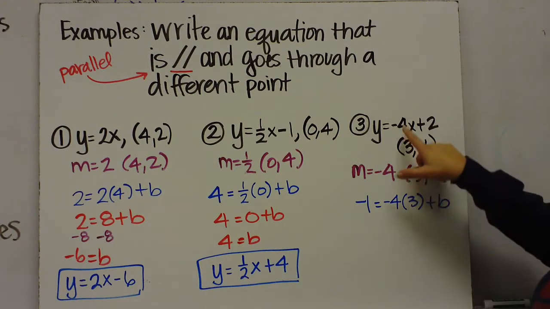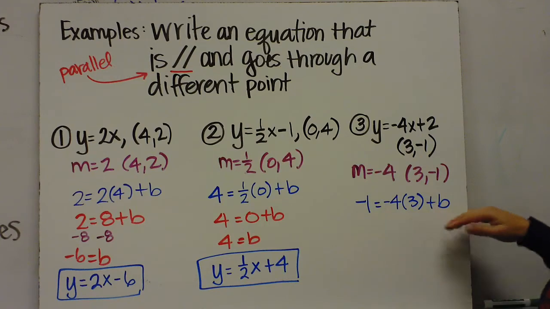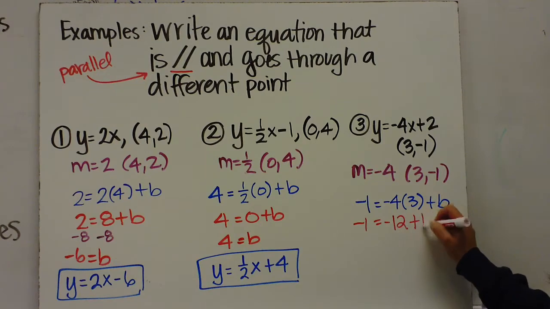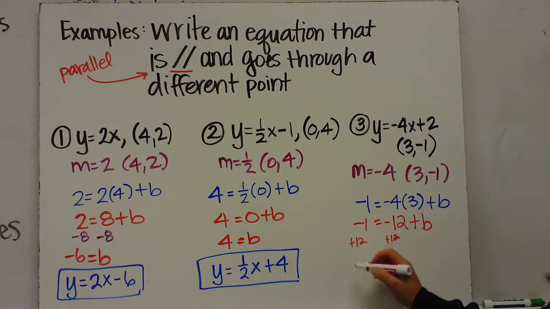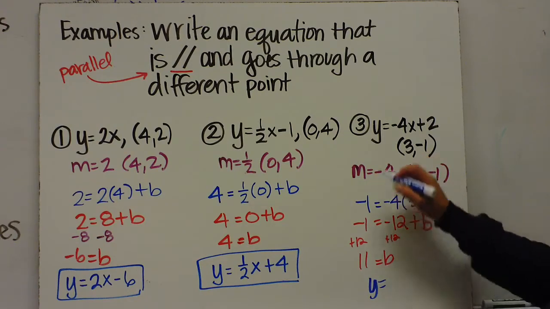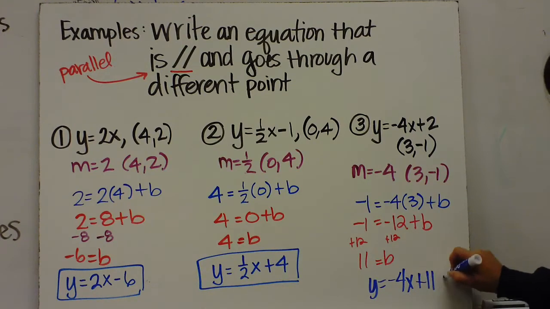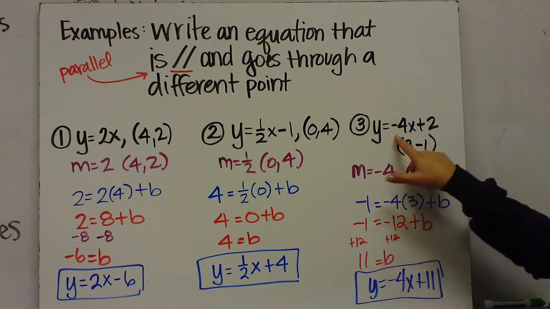I have an equation and I need a parallel line, so my slope is going to be -4 and I'm going to use this point. I plug it in and I get -4 times 3 is -12 plus b. I'm going to add 12 to both sides and b is 11. Once you find the b value, then we have the b and we have the m. So I can substitute in y equals m x plus b. And these two lines are parallel because they have the same slope.